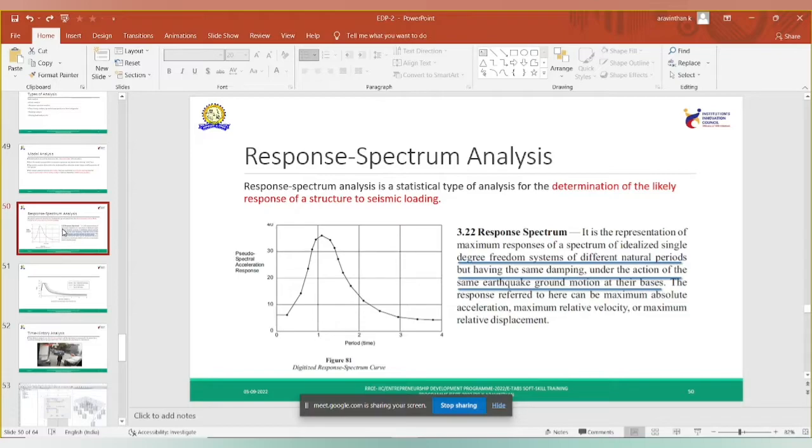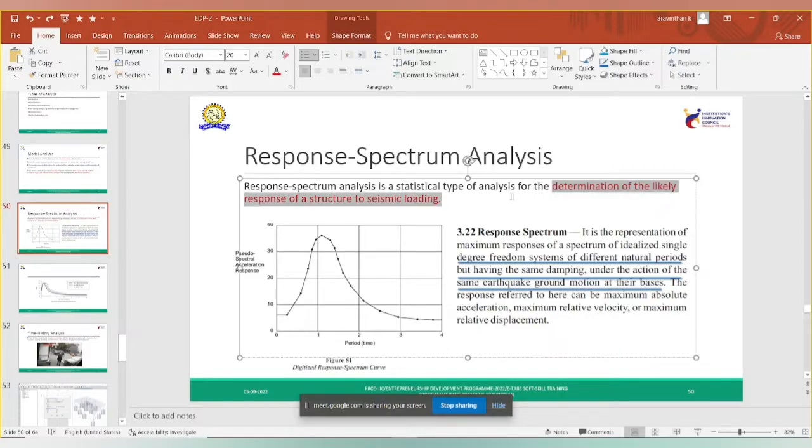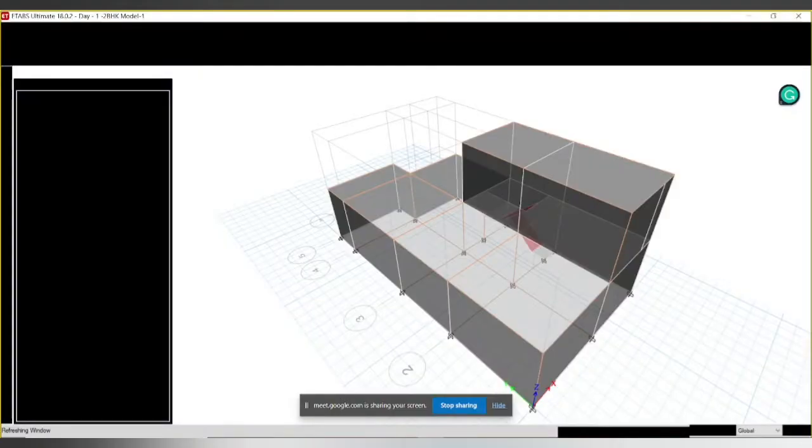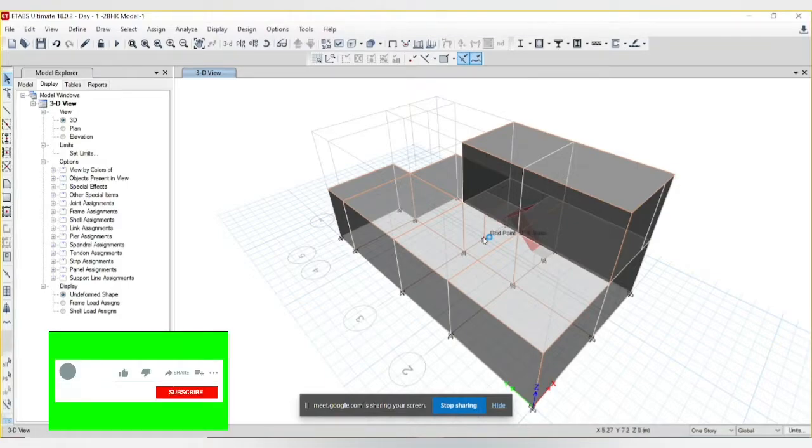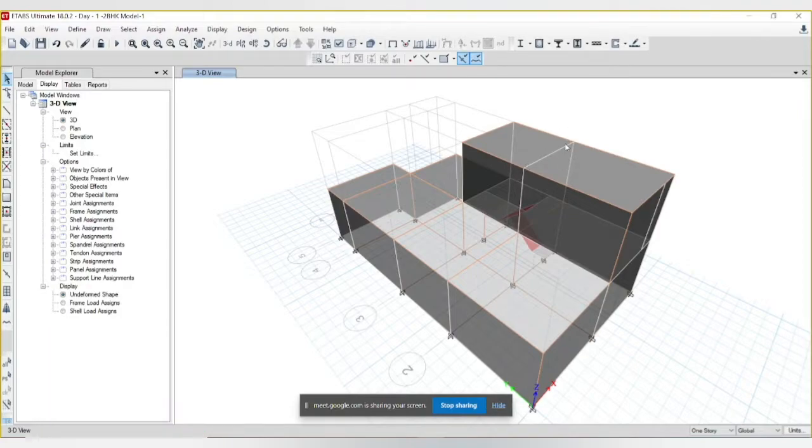Generally, response spectrum analysis is the determination of the likely response of a structure to seismic loading. What do you mean by that? If your structure is vibrating, and the first floor gets resonance, that is, the first floor frequency matches the earthquake frequency, then the first floor is going to vibrate highly. And if your second floor, which has its own fundamental period, matches the earthquake, this second floor is going to oscillate highly.